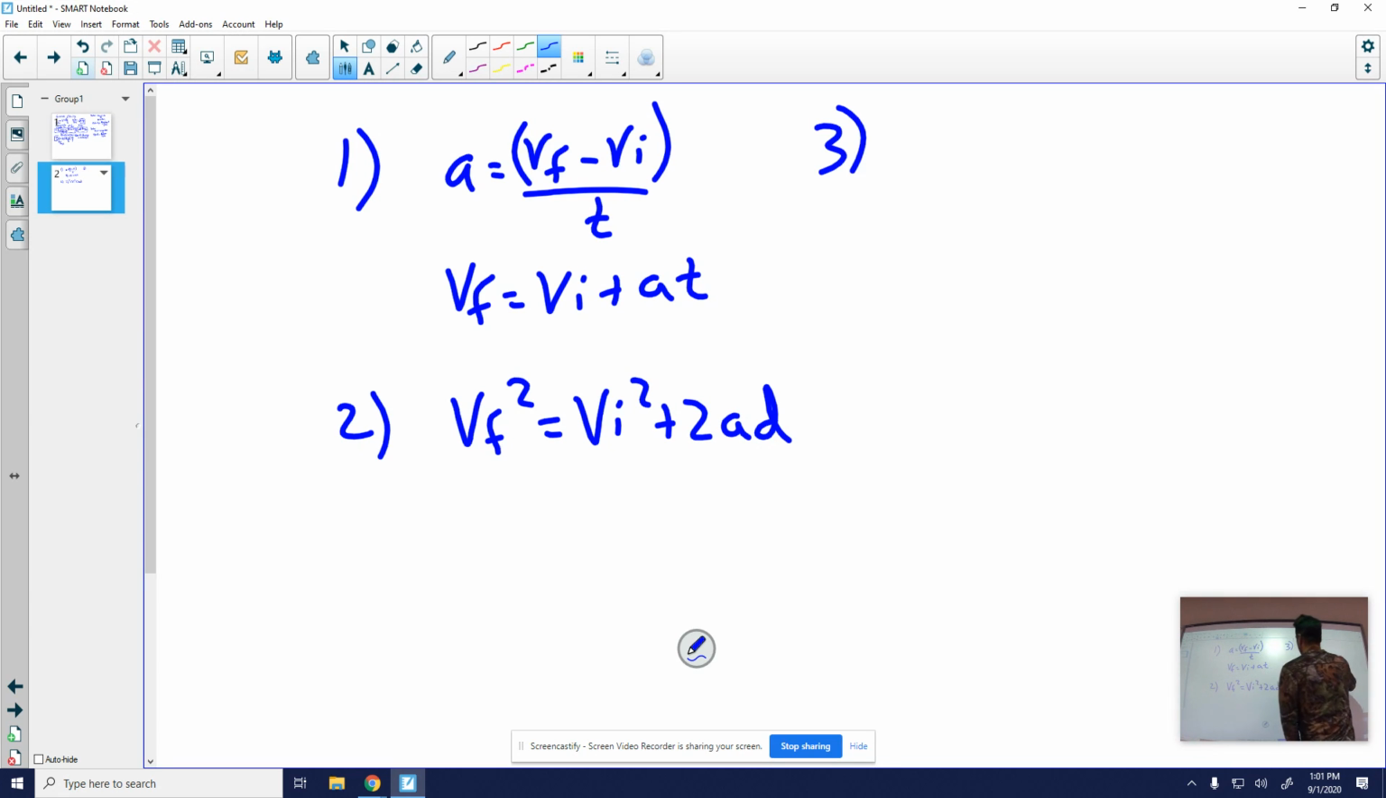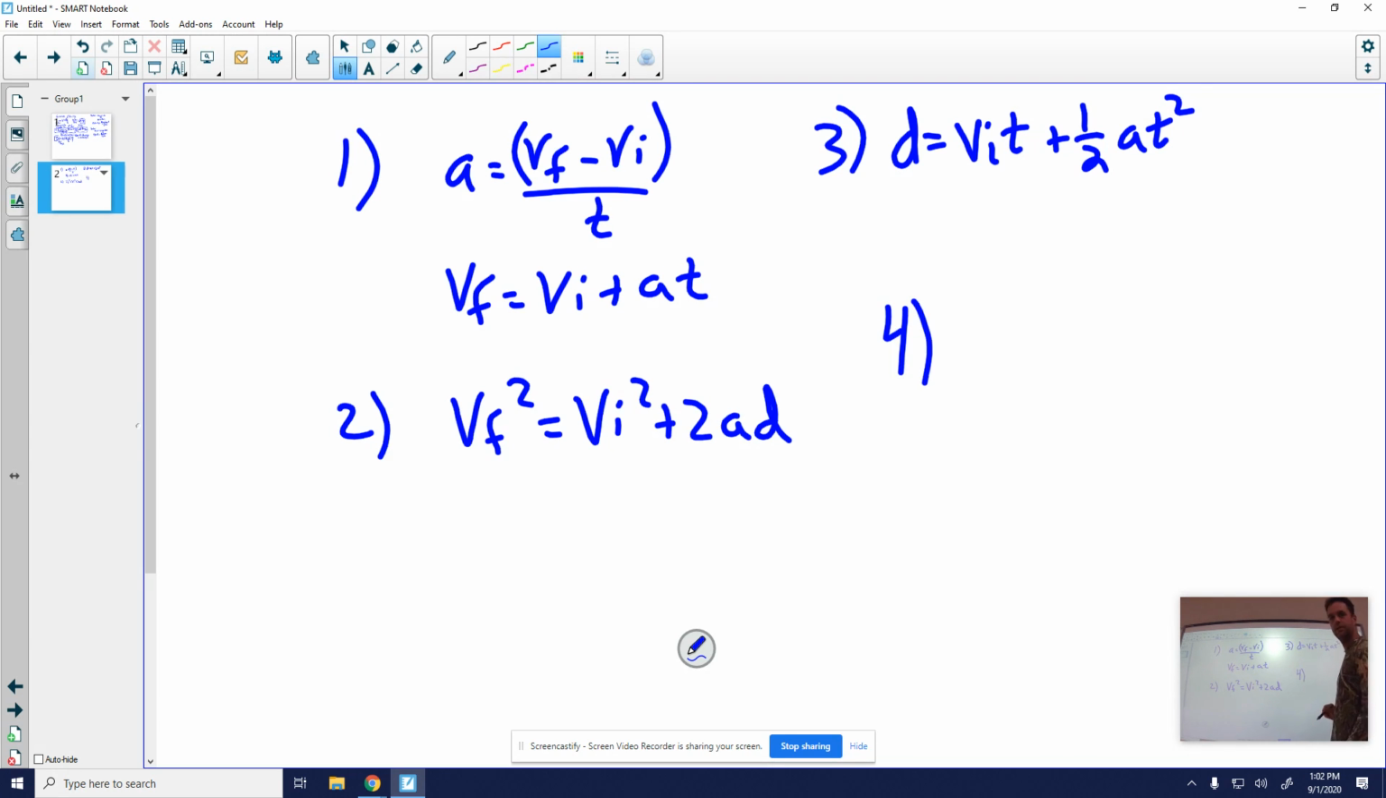Usually it'll be displacement. Number 3 would be the distance traveled while you're accelerating is equal to the initial velocity times time plus 1/2 the acceleration times the time squared. That's a pretty complicated one. And then number 4 would be the distance is equal to the average of your initial and final velocity, V initial plus V final over 2, times the time. So those are the 4 equations.